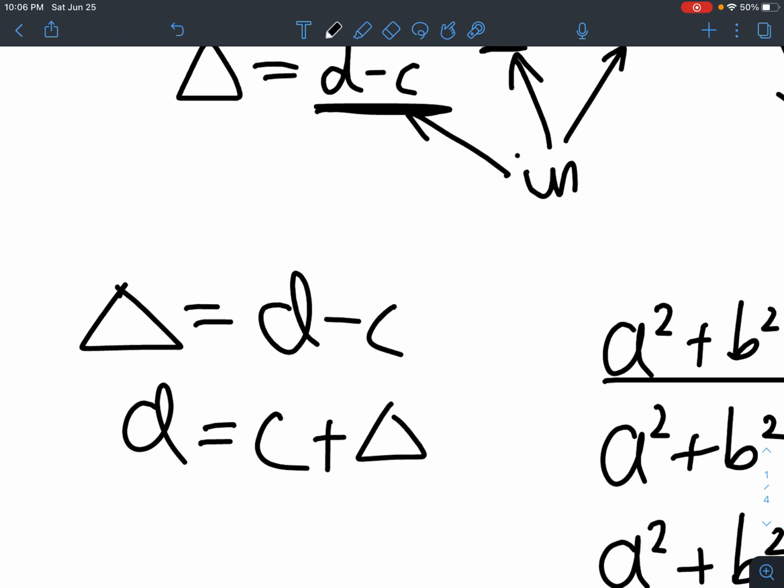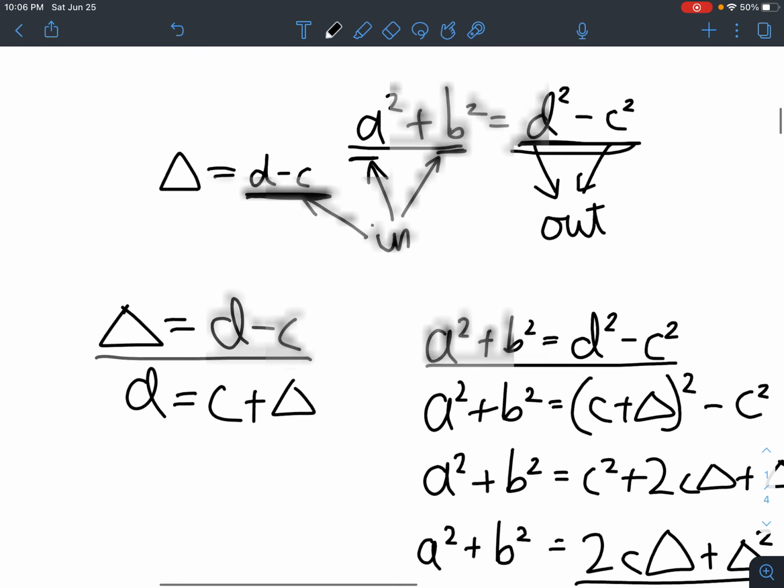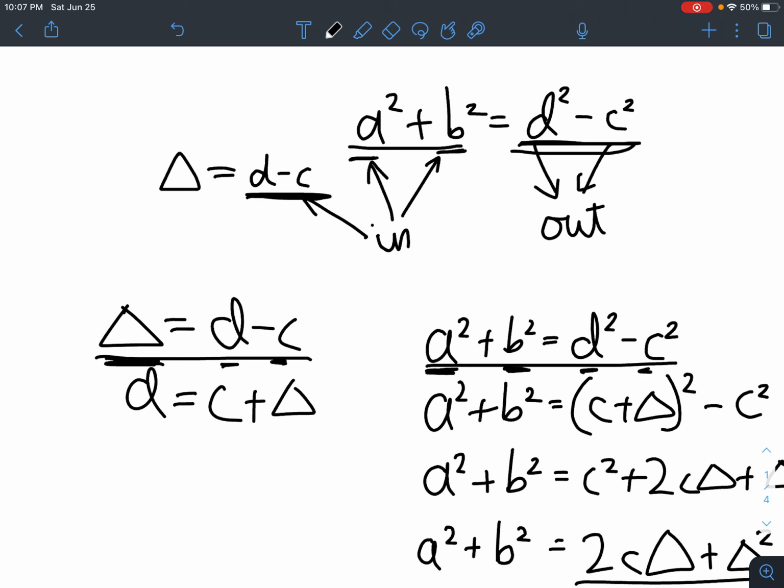So this is one equation. And our other equation is delta equals d minus c. And this is actually a system of two equations because think about it. A, B and delta are all inputs, and because they're all inputs, you can think of them as constants. And then D, C are your outputs. So you have two equations and two unknowns. You have a system of two equations.